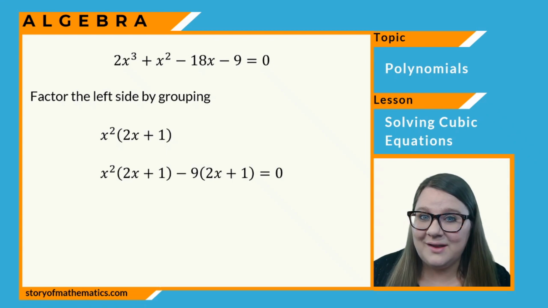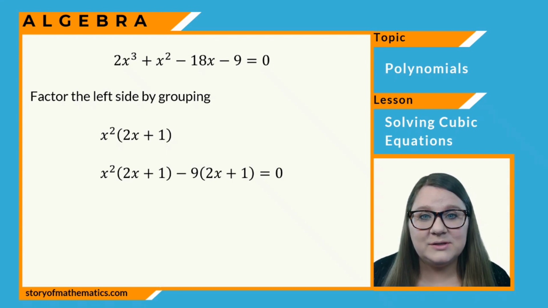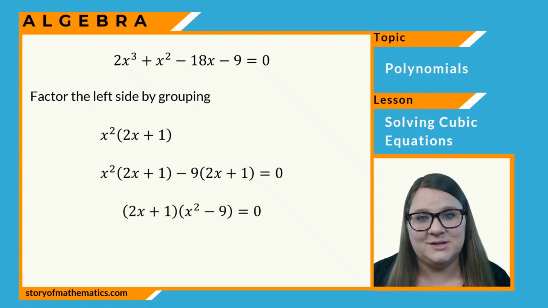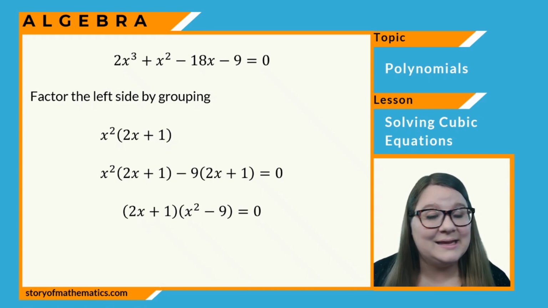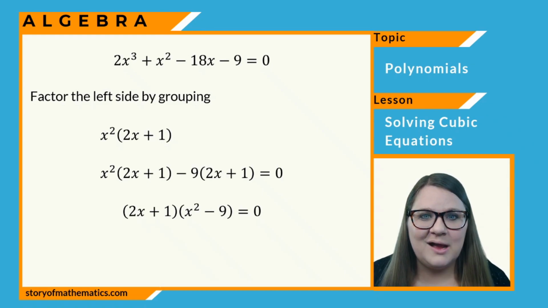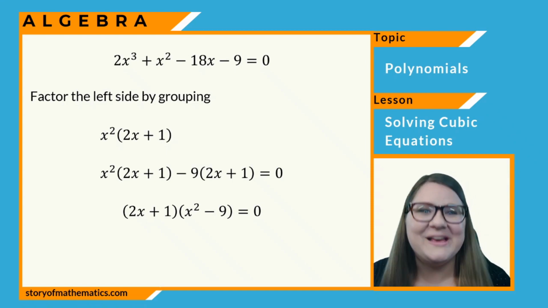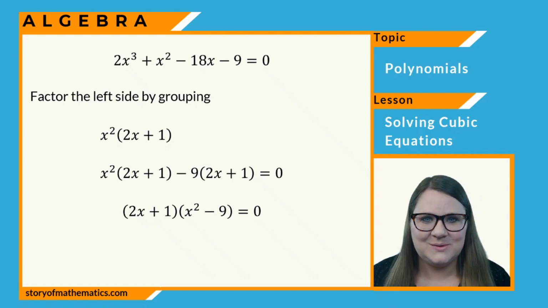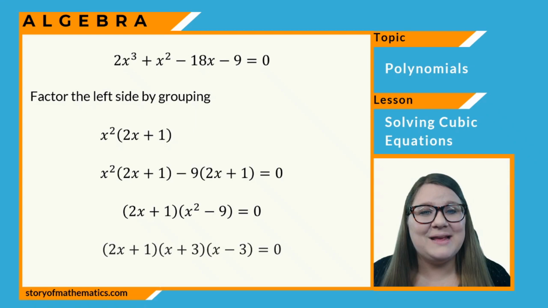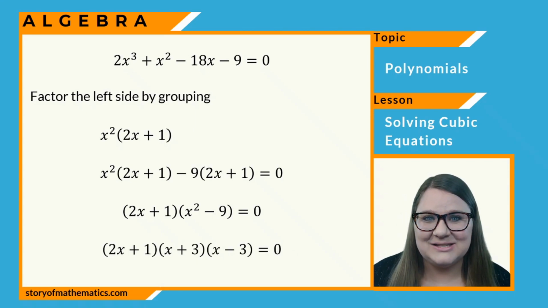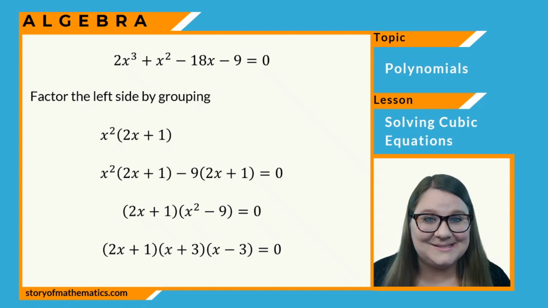Now I want to keep factoring on the left-hand side, and I can pull a 2x plus 1 out of both of the terms, leaving me with x squared minus 9 in the other set of parentheses. Now you might be tempted to stop here, but don't, because x squared minus 9 is a difference of squares, which means it can be factored to be x plus 3, x minus 3. Notice that we're still carrying down the 2x plus 1, and we're still carrying down the equals 0.